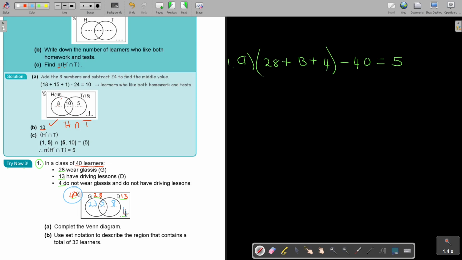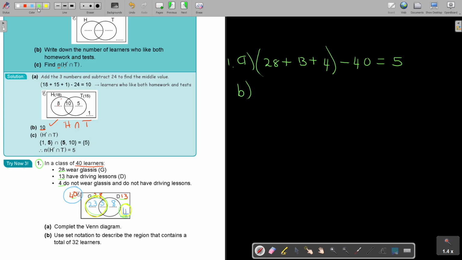And so that was question A. Question number B. Use set notation to describe the region that contains a total of 32 learners. Now I have to look. Where will I find 32 learners? If I look at this 28 and I add 4, do you see? Now, how will I write that? I'm taking this one and this one. How will I write that?